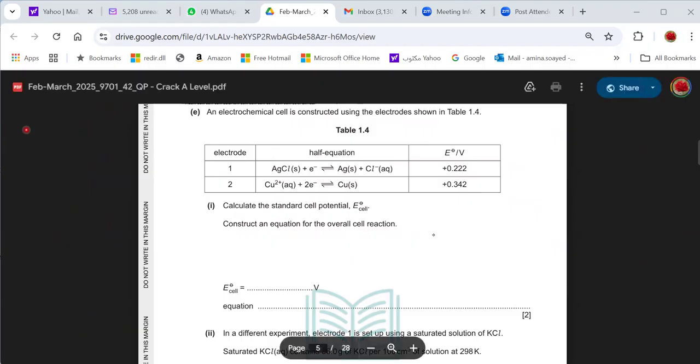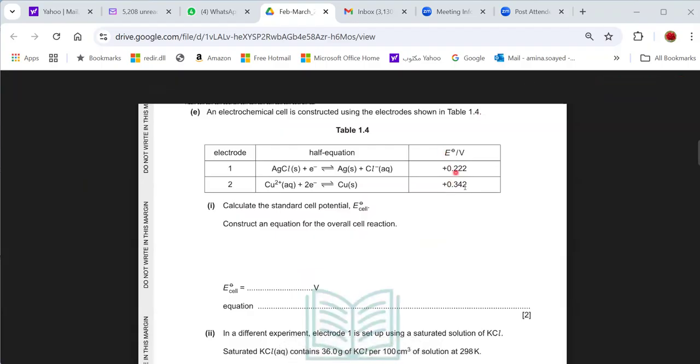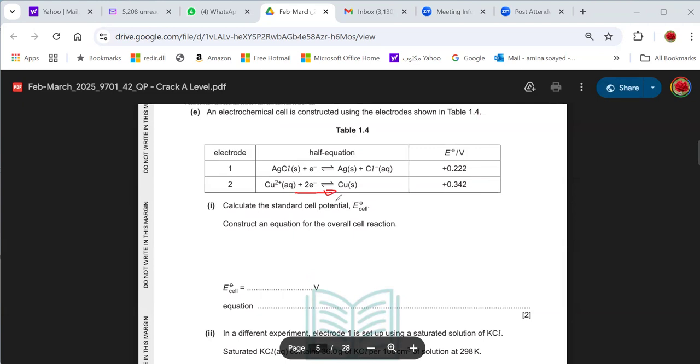We know that when we arrange the E naught values from the less positive to the more positive, the most positive one has its equation going in the forward direction. It lies further to the right-hand side because it has a more positive value. And the other one is going to be flipped backward because it has the less positive value. And so we see that E naught cell is equal to E right minus E left. The E right is the one that is more positive, so positive 0.342, minus the E left, which is 0.222. And so for the E naught cell, we get positive 0.12 volts.